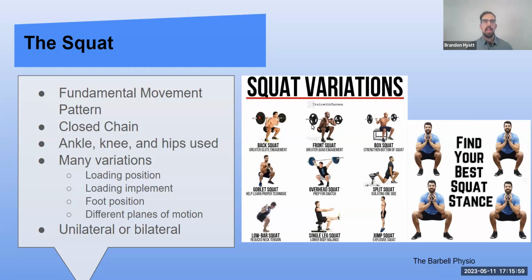There's a lot of different variations. There's just a few pictures right there that you can see. And of course, we can break it down even further into unilateral or bilateral. And today we're going to be talking about bilateral. However, I think that all the loading positions that we're going to discuss for bilateral can just as much be applied to unilateral as well.